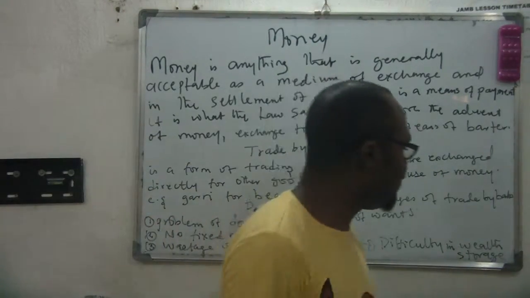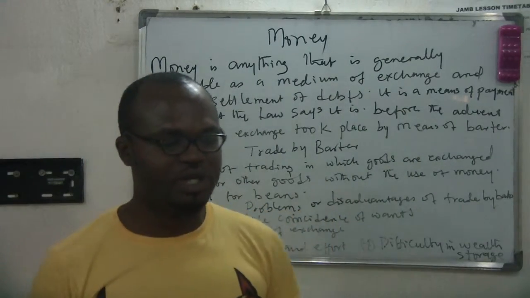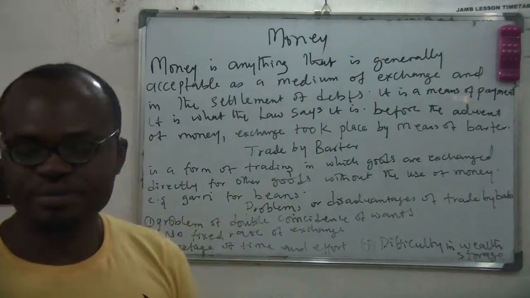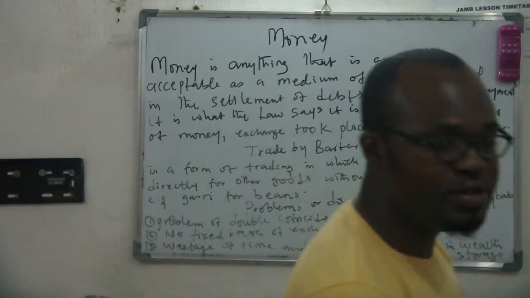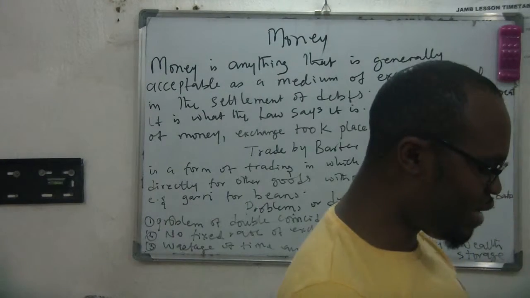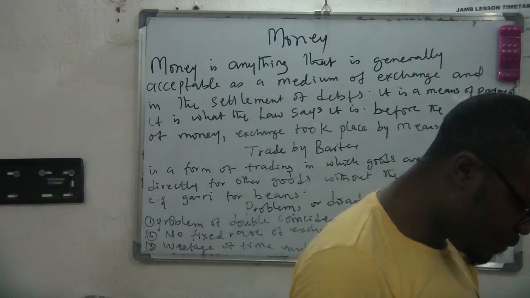There is difficulty in wealth storage. If you have money, you can easily store your money. But in trade by barter, it's difficult to store your wealth, because how can you even gauge the amount of money you have? How can you gauge your wealth?